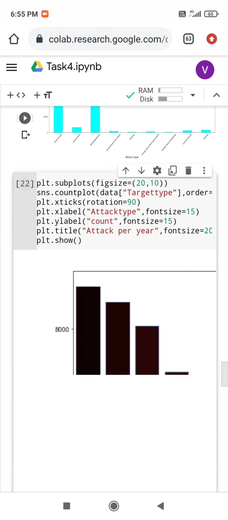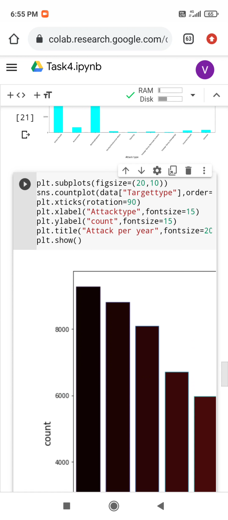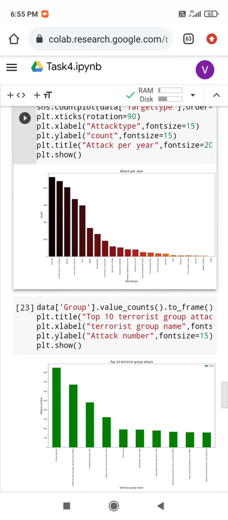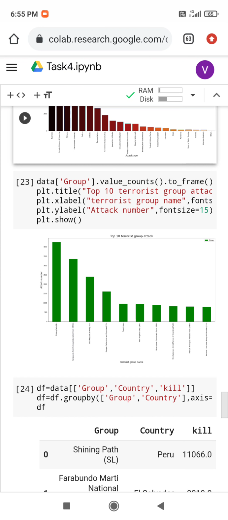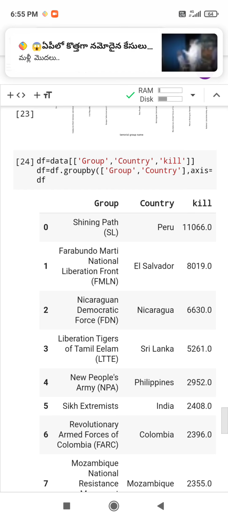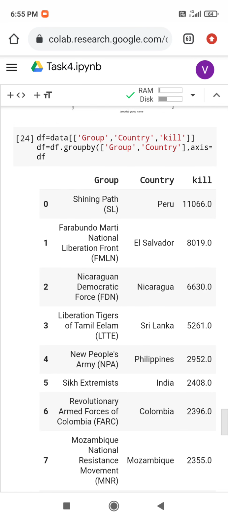Next, this is the graph which represents the attacks per year. Next, these are the top 10 group attacks which happened. And next, this is the data with the name of the groups and the country, and the number of persons killed due to the attack.